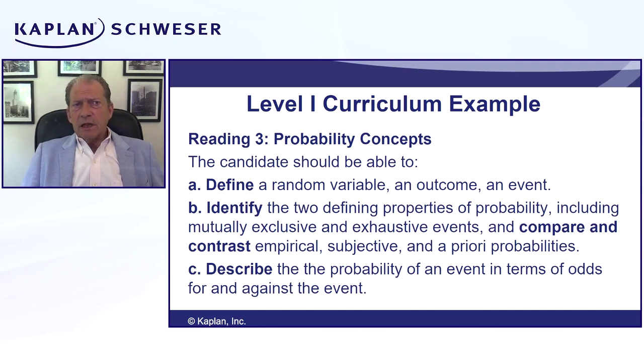The next LOS here for this reading says identify the 2 defining properties of probability, including mutually exclusive and exhaustive events, and compare and contrast empirical, subjective, and a priori probabilities. So we've got a good little variety of command words here. And our third one here, this isn't all the learning outcomes for probability concepts. I just put the first 3 here as an example. Describe the probability of an event in terms of odds for and odds against the event. Always a favorite learning outcome of mine.